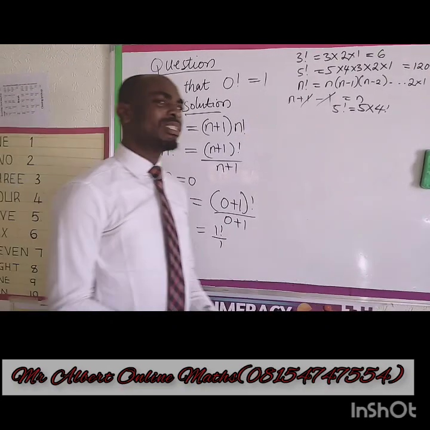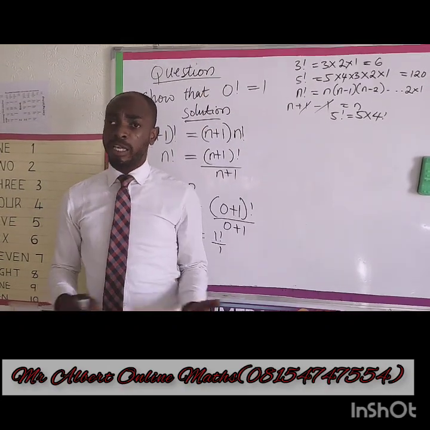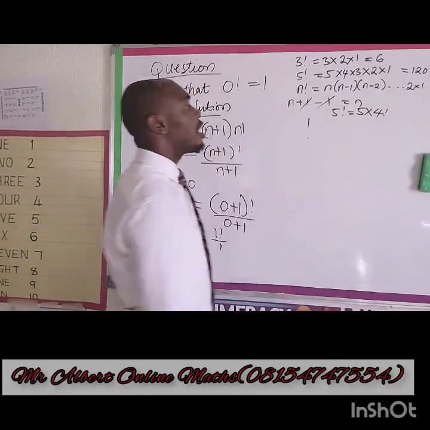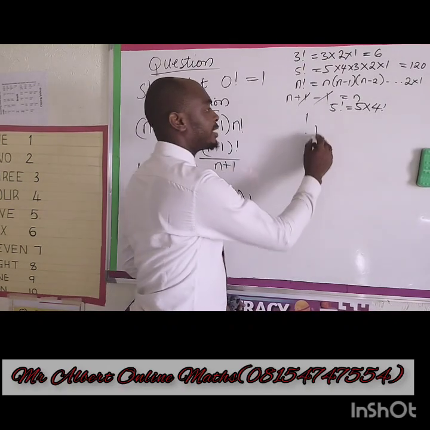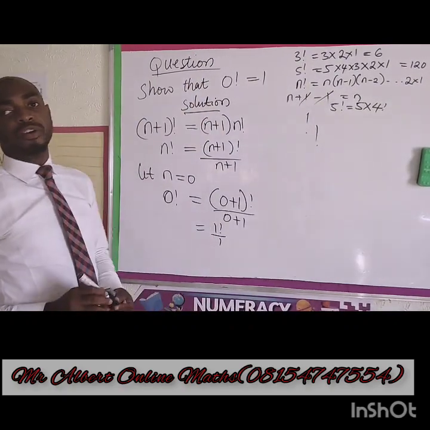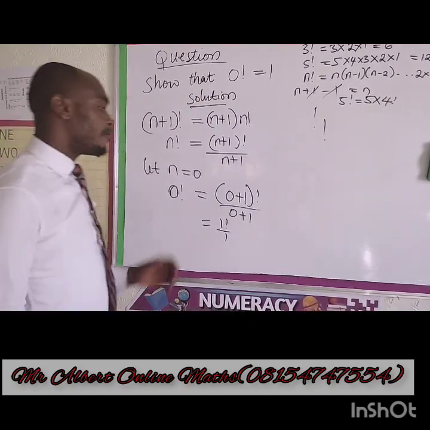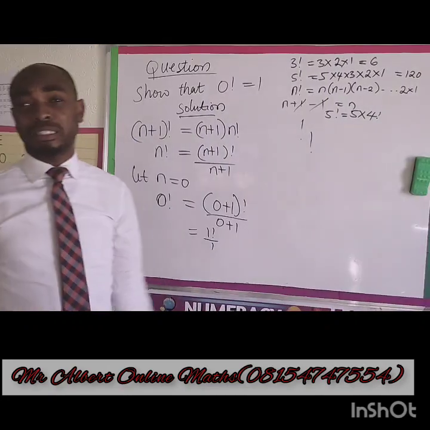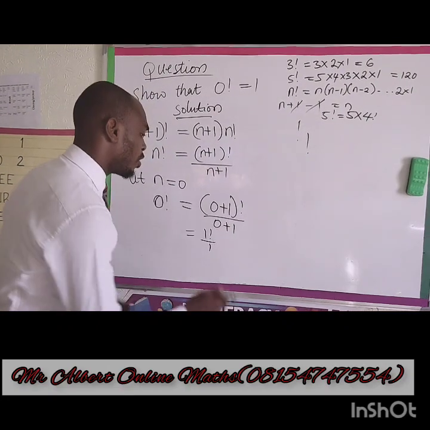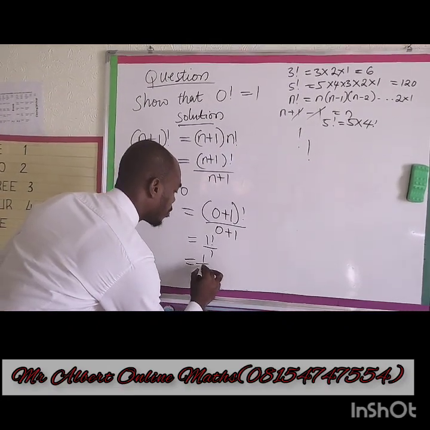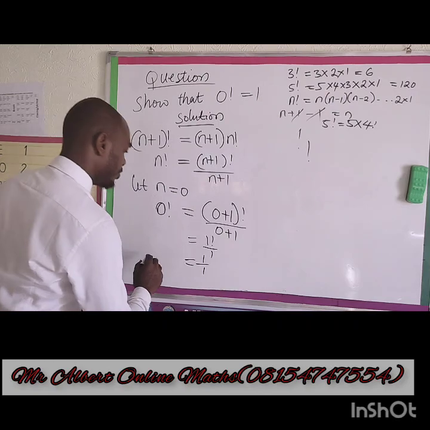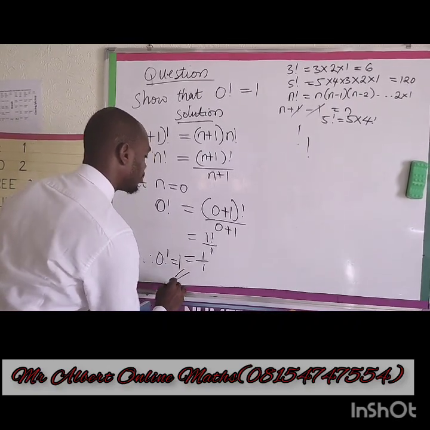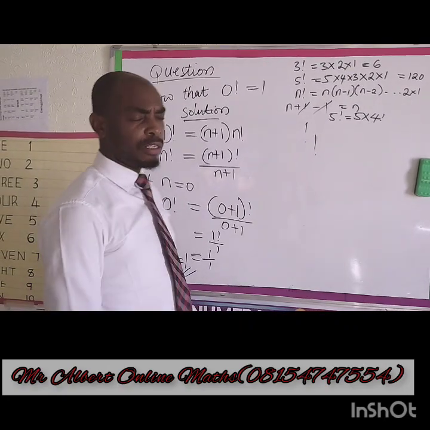Remember, the factorial sign is written just like the normal English exclamation sign: you have a line and a dot. So you don't find difficulty writing your factorial sign. So 1 factorial is just the same thing as what? 1. So what you have here is 1 over 1. I can say, therefore, 0 factorial equals 1, and it has been shown. This is how to find 0 factorial.